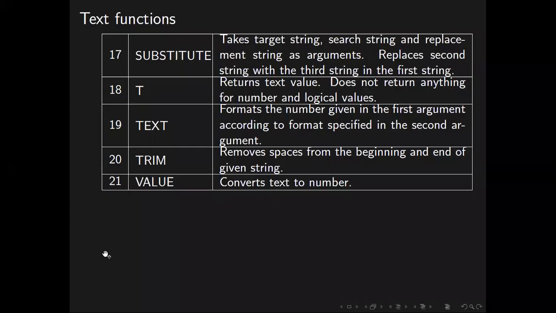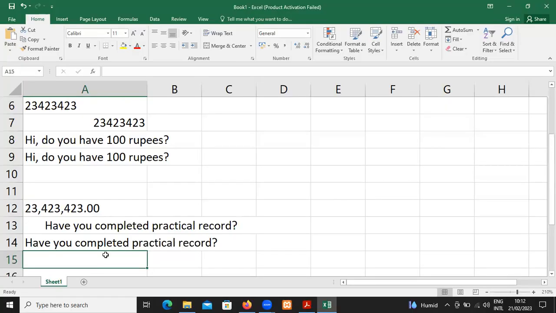Now, VALUE has already been used. You provide any string inside a VALUE function, it converts the string into number, numeric value. With this, we come to the end of our text functions. With this, we come to the end of our formulae in Excel. Okay? I want all of you to be alert. Okay. We'll stop it here. We'll go to practical. We'll start exercise 19.